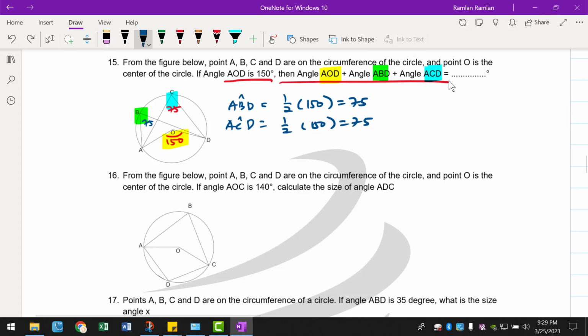Angle AOD plus ABD plus ACD will be equal to: AOD is 150, ABD is 75, and this is also 75, and that's just equal to 300 degrees.